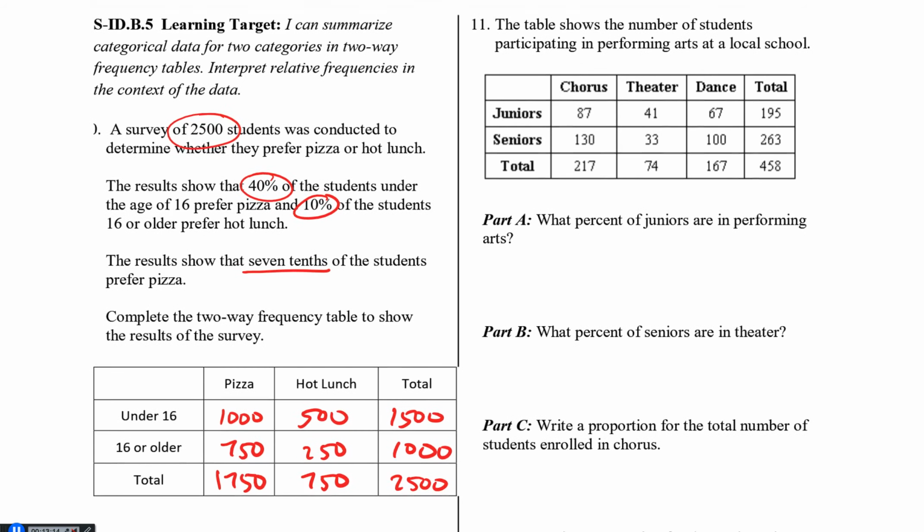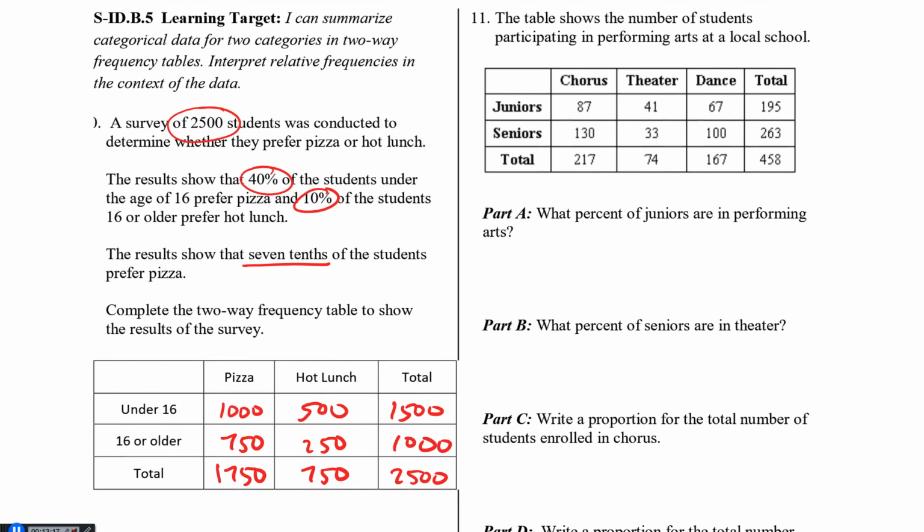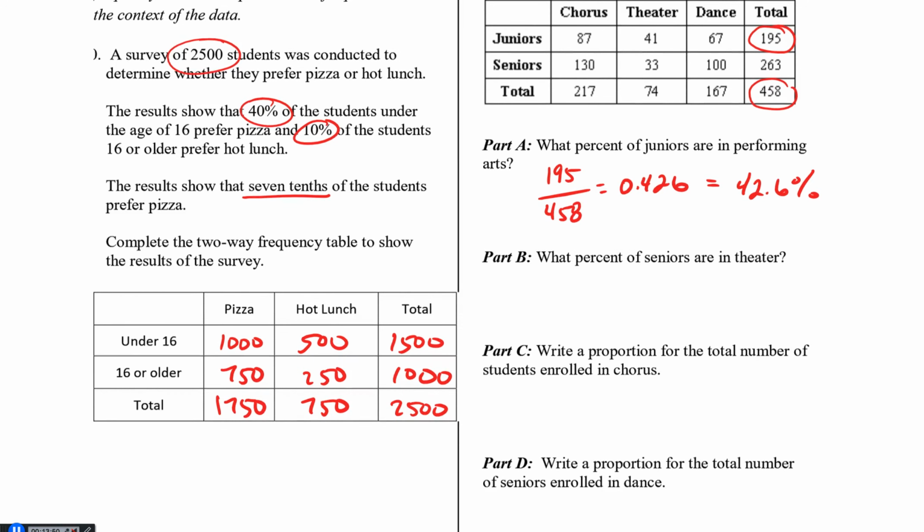And the last question, number 11. The table shows the number of students participating in performing arts for a local school. What percent of juniors are in performing arts? So here's all my juniors in performing arts compared to, the only thing we can compare it to is the total number of students in performing arts, which is 458. So we're going to do 195 out of 458, which is 0.426, which is 42.6%.